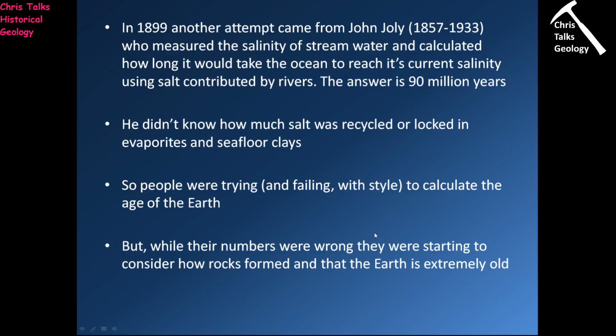So in 1899, another attempt was made by a gentleman called John Joly to calculate the age of the Earth, and he used the salinity of stream water and calculated how long it would take the oceans to reach their current salinity using salt contributed by rivers. And the answer is 90 million years.